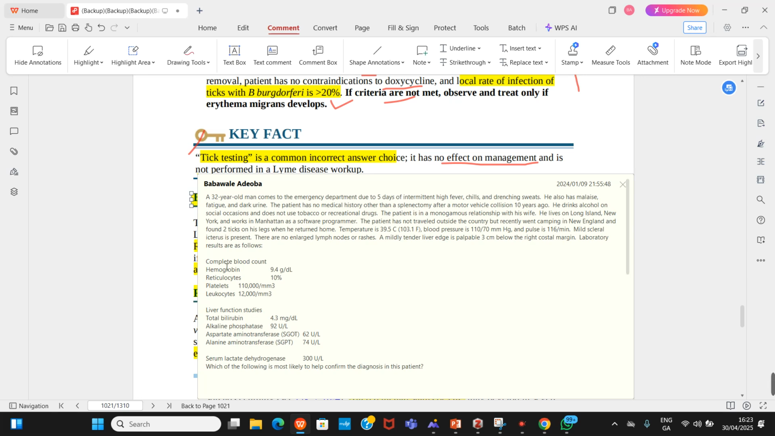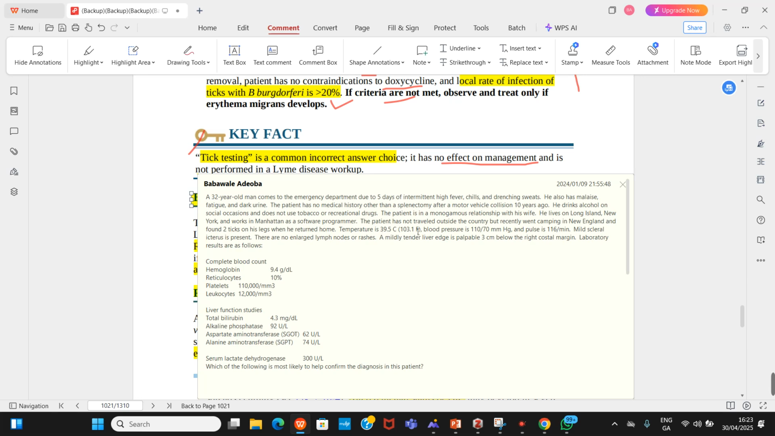So, a 32-year-old man comes to the emergency department due to 5 days history of intermittent high fever, chills, and drenching sweat. He also has malaise, fatigue, and dark urine. The patient has no medical history other than splenectomy after motor vehicle collision 10 years ago. He drinks alcohol on social occasions and does not use tobacco or recreational drugs. The patient is in a monogamous relationship with his wife. He lives on Long Island, New York, and works in Manhattan as a software programmer.